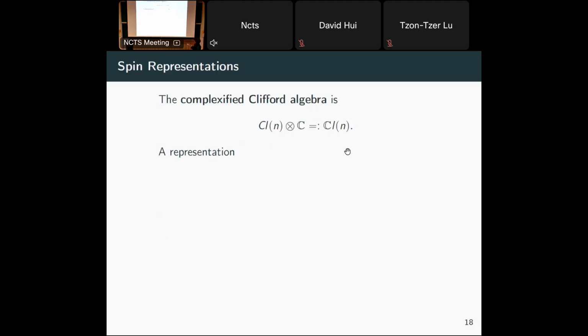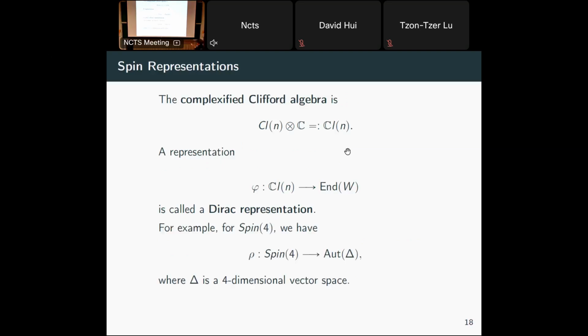Now you can complexify your Clifford algebra, and then you can consider the complex representation. In fact, in practice, I almost always work with the complexification, the complex representation, and you call it the Dirac representation. Not a very popular term. Usually, everybody calls it spin representation or spinor representation.